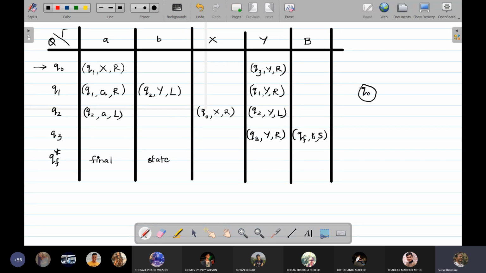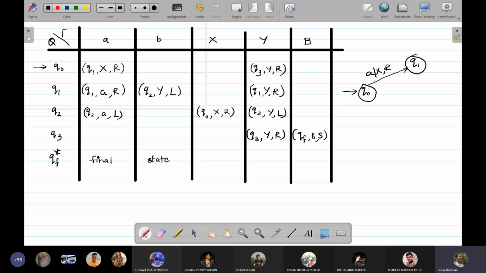Q0. First transition is Q0 to Q1. So Q0 to Q1. When we get A, A is changed to X and we keep moving to the right. Here there is a difference.